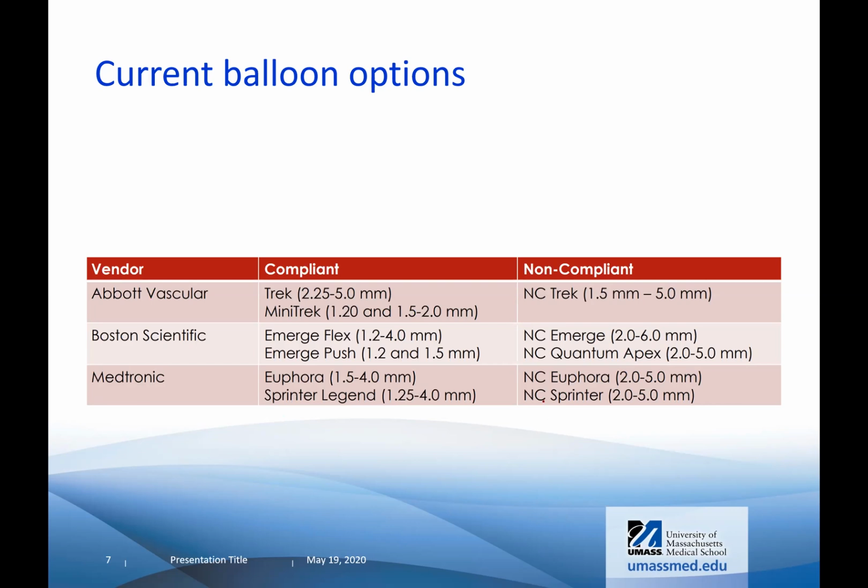And then they have these NC Sprinter, NC Euphora, NC Emerge, NC Quantum, NC Trek. We have Emerge and Euphora groups available. So we have Boston Scientific and Medtronic available. We don't have Abbott available here.